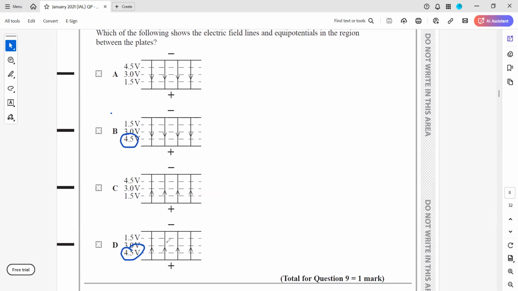Then the direction of the electric field is from positive to negative. But here it is given the opposite way. If it's given in B, it is given negative to positive. So we work out the higher potential to be positive, and its direction is from positive to negative. So D will be the right answer. The problem in this one is that the direction is not given correctly.